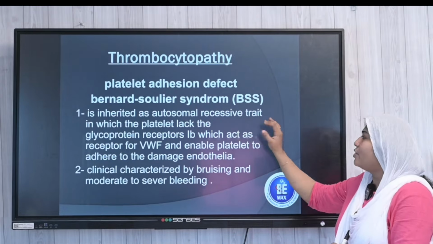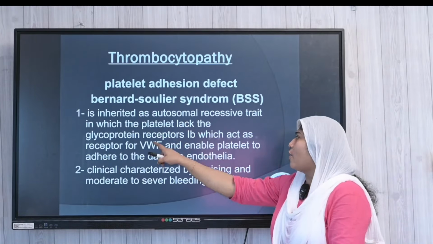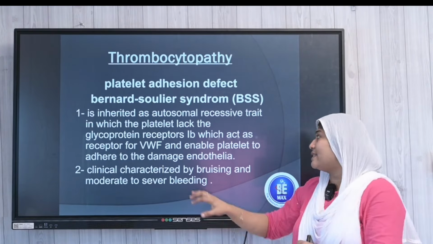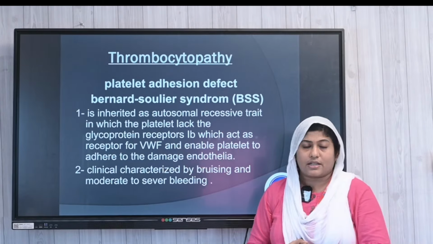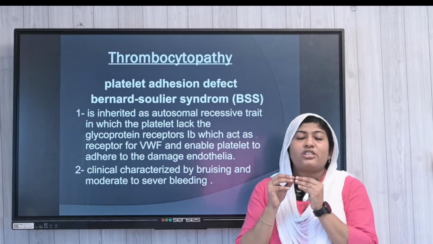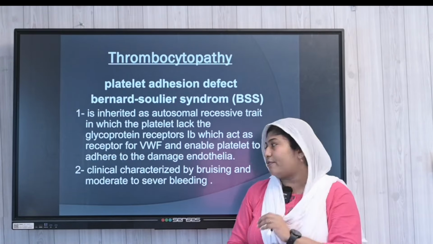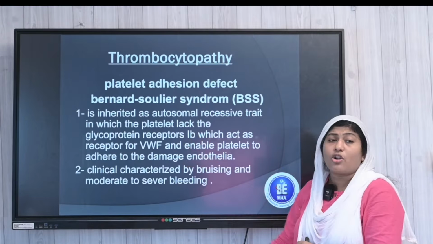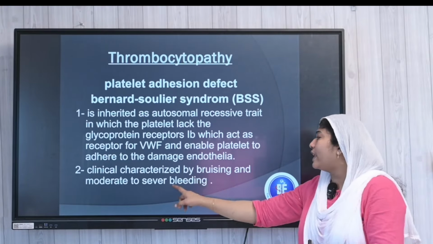So, Bernard-Soulier syndrome is an autosomal recessive trait in which the platelet lacks the glycoprotein 1b receptor. I told you the first receptor of platelet that helps in attachment is the glycoprotein 1b receptor, which acts as a receptor for von Willebrand's factor. The glycoprotein 1b receptor from the platelet comes and meets von Willebrand's factor, and only then can they combine together to form a temporary clot. If that attachment does not occur properly, it may result in the clinical condition of bruising and moderate to severe bleeding.